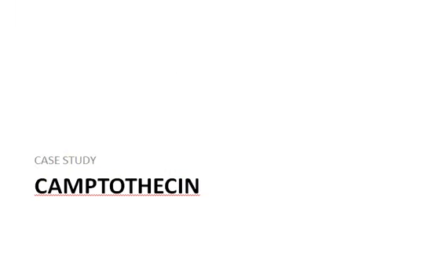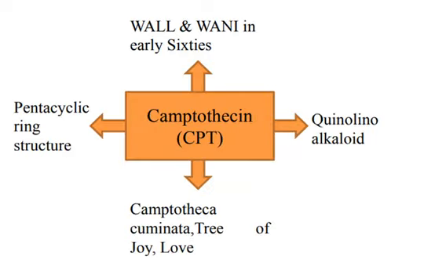So now we have another case study of Camptothecin. Camptothecin was actually discovered by Wall and Wani. They were two scientists in the early 60s, right? And this is isolated from the tree of joy, and this is basically a quinoline alkaloid, and the structure is a pentacyclic ring, meaning it has 5 rings in the structure.